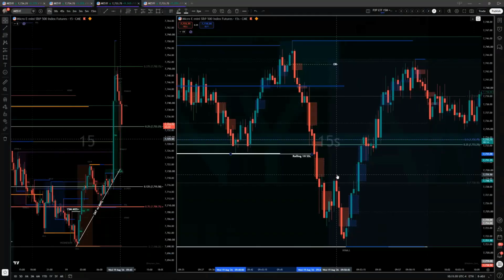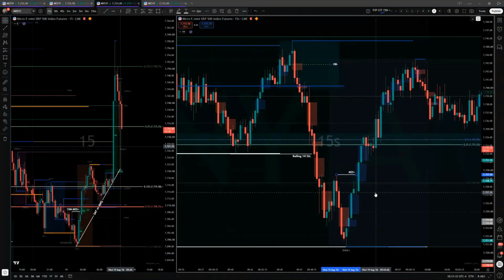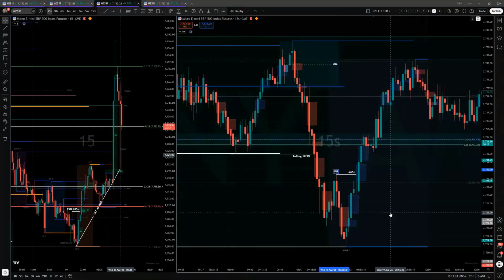Got a pivot high here. Goodness, I don't know what is wrong with me this morning. Come on. There we go. Market structure shift. Pivot high, right? That was your long right there.